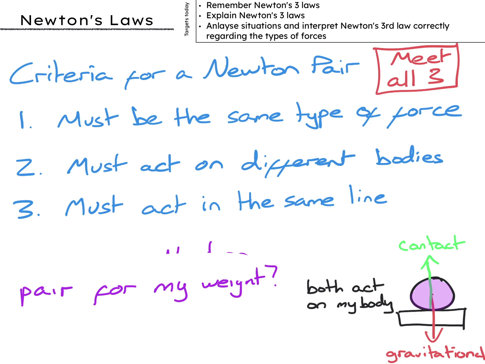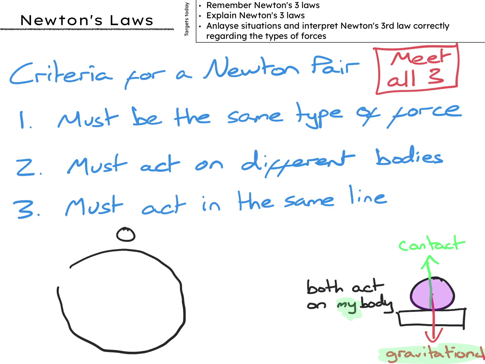Well, my weight is a force due to gravity, so its Newton pair must also be a force due to gravity. My weight acts on me, so the Newton pair must act on something else. Actually, it's going to be a force I'm exerting on something else. And the Newton pair act in one line. If you think about it, my weight acts in a straight line that extends from my centre of mass to the centre of mass of the Earth.